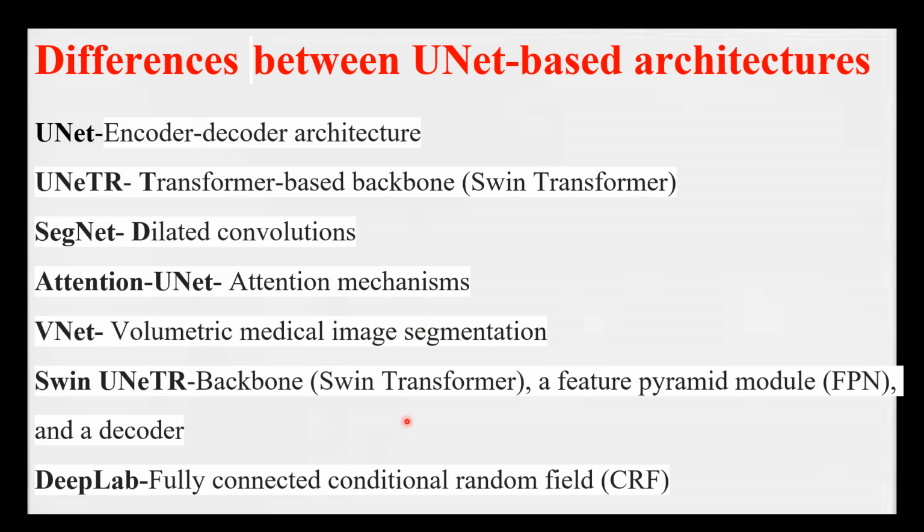And finally, we have DeepLab. Now DeepLab is an architecture designed for semantic image segmentation. It utilizes a deep convolutional neural network as the backbone for feature extraction and employs contextual information. DeepLab also follows an encoder-decoder architecture with skip connections and then uses a fully connected conditional random field as post-processing to refine the segmentation results.